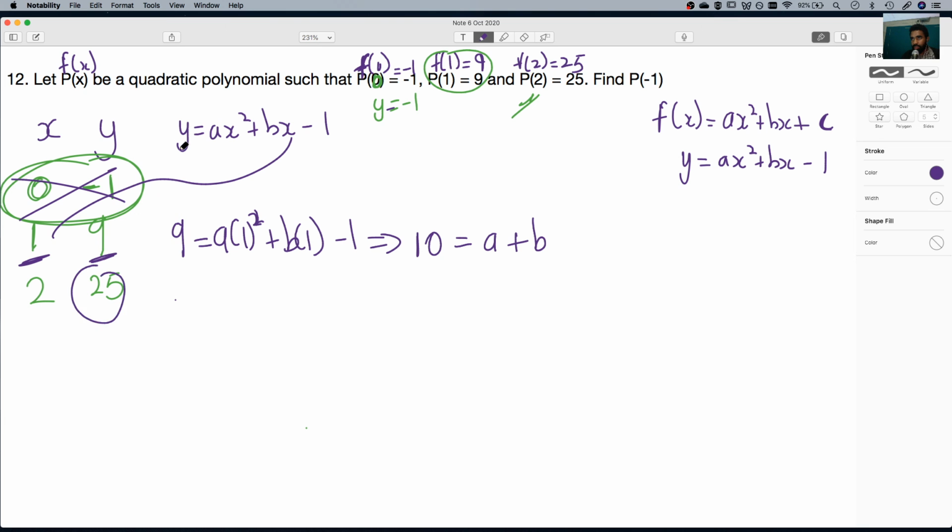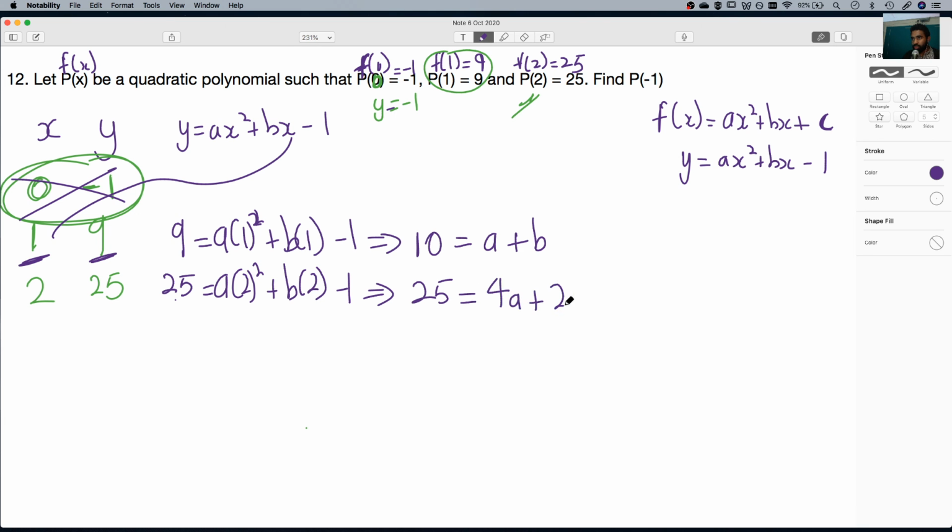So here our y is 25. So we're going to have 25 is equal to a times 2 squared plus b times 2 minus 1. And that'll give us 25 is equal to, what's 2 squared? 2 squared is 4. So 4a plus 2b minus 1. And we can add 1 to both sides again, and we get 26 on the left, and nothing on the right. So 26 there. Okay, and now we have a system of equations, right?